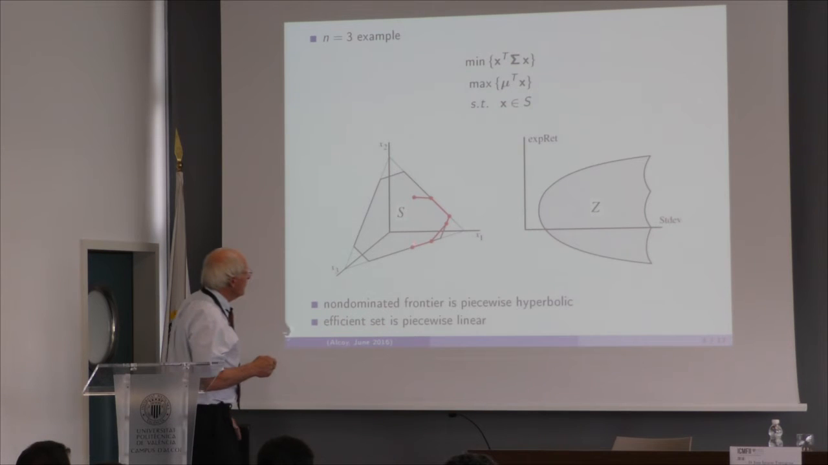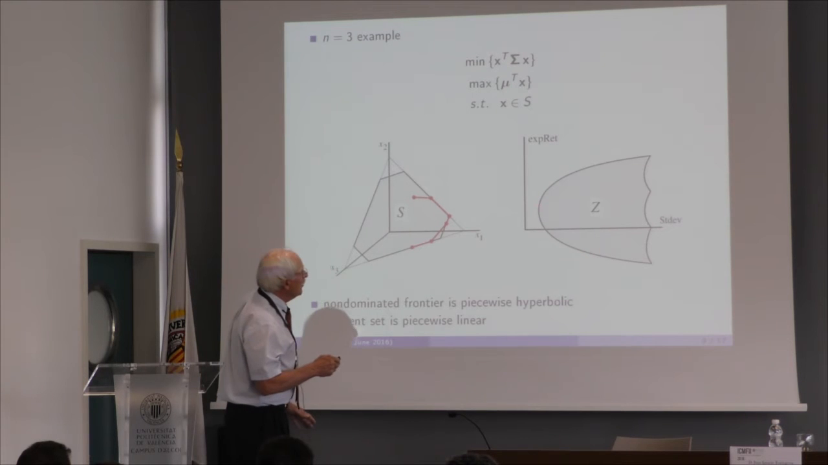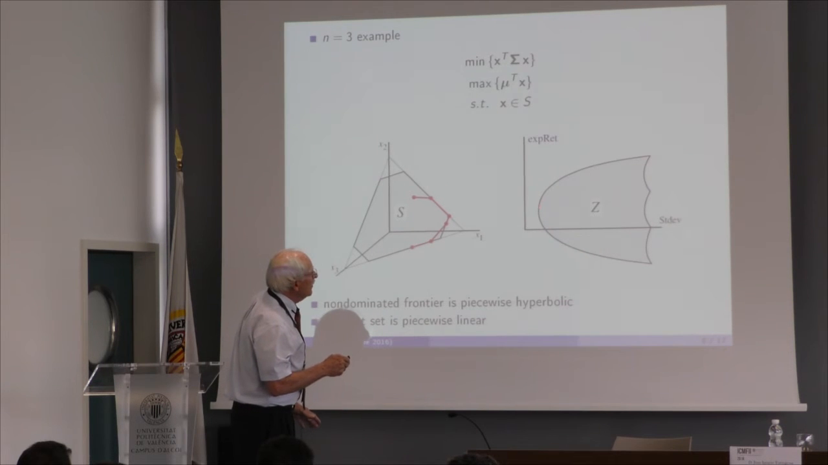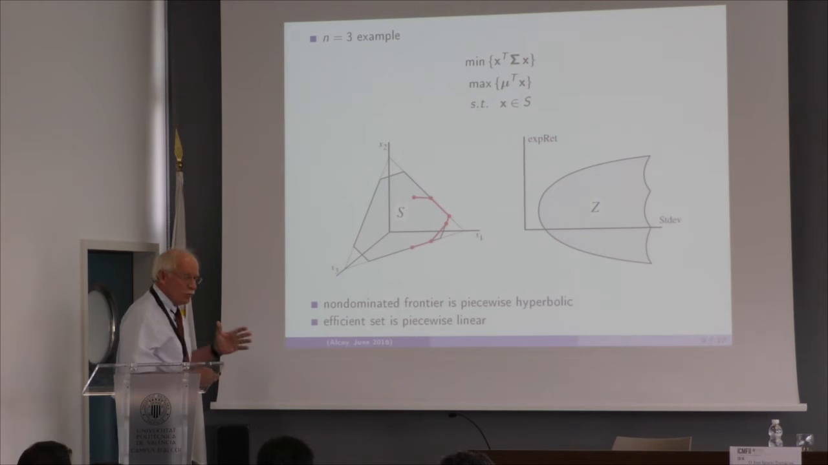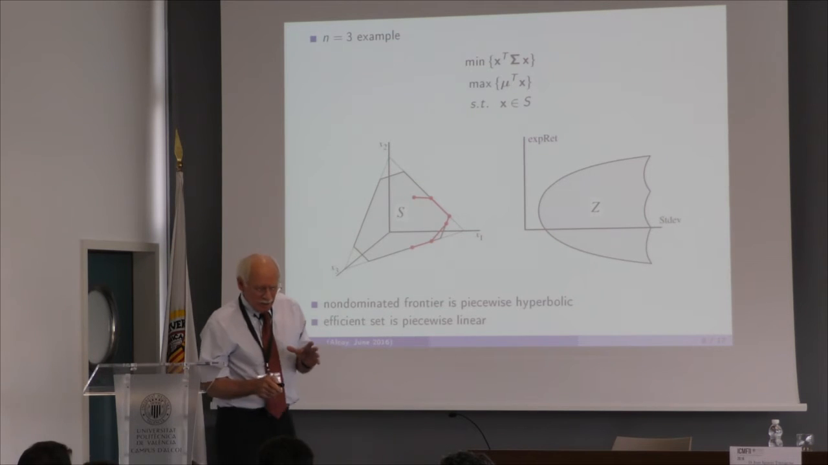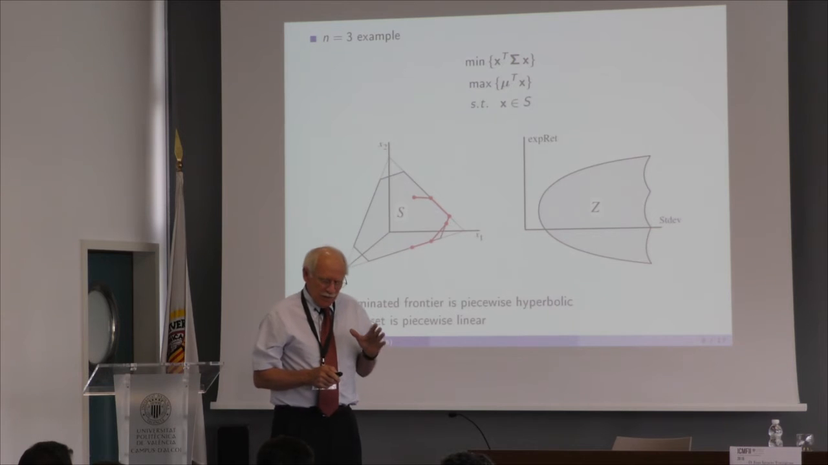And that curve comes from these line segments here in decision space. So these are the efficient portfolios, and these are their non-dominated expected return risk points. Okay. Now, it looks a little peculiar here, but probably many of you have heard that the non-dominated frontier is piecewise hyperbolic, and the efficient portfolios are piecewise linear.